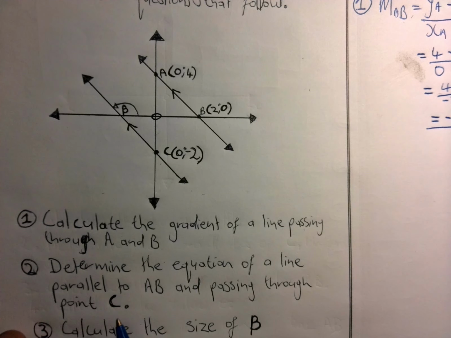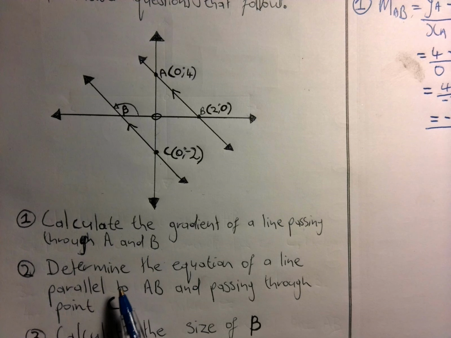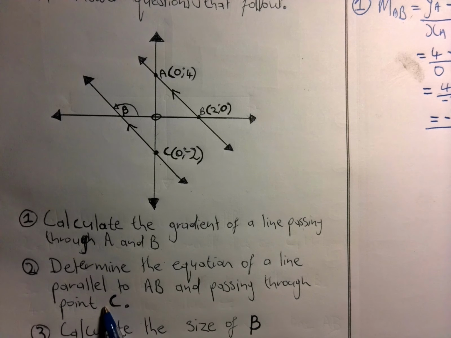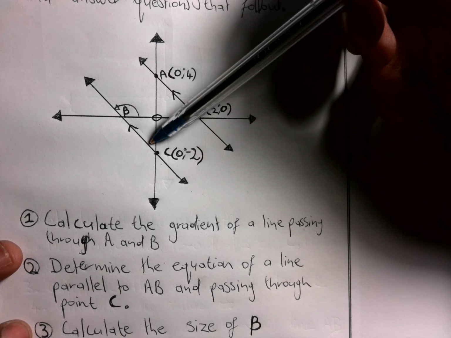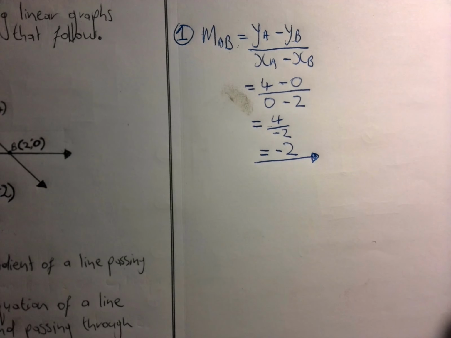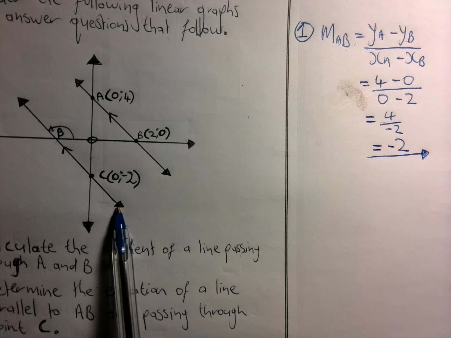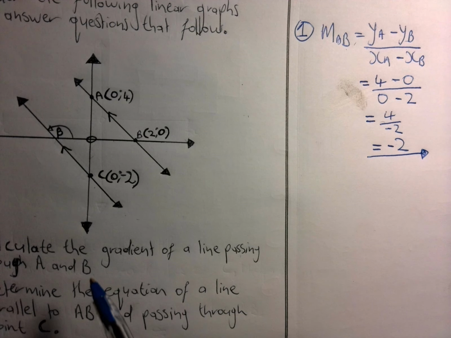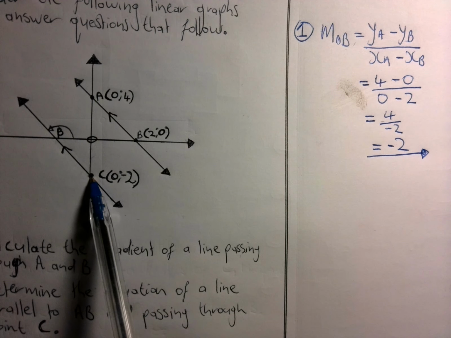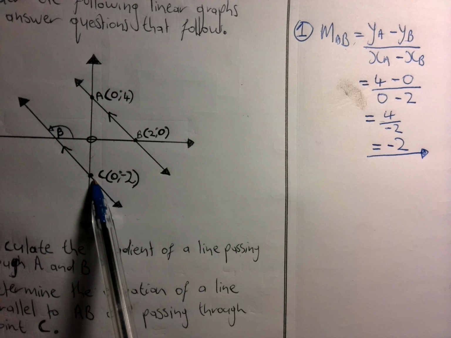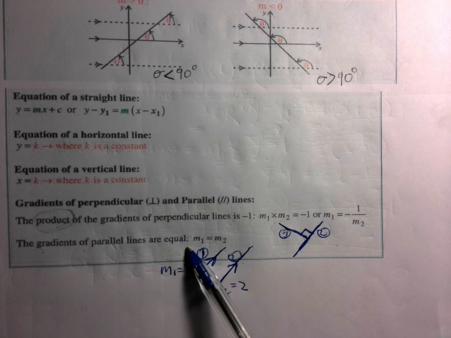determine the equation of a line parallel to AB and passing through point C. Now we are asked to determine the equation of this line. But what do we know? We know that for us to determine the equation of this line, we need to have a gradient and a point. So we are covered with the point because we have the coordinates of point C. But what about the gradient? Now we remember that for parallel lines, the gradients of the parallel lines are the same.